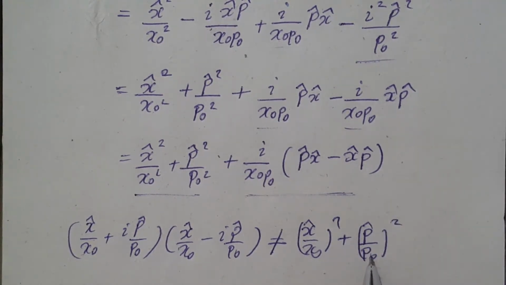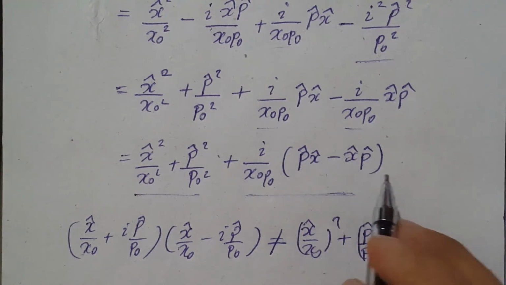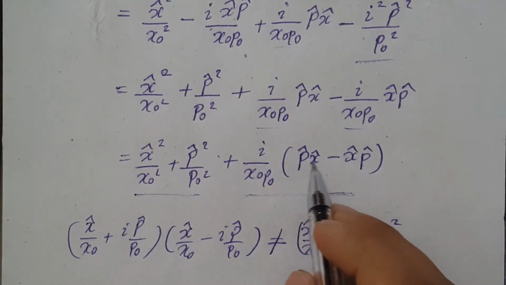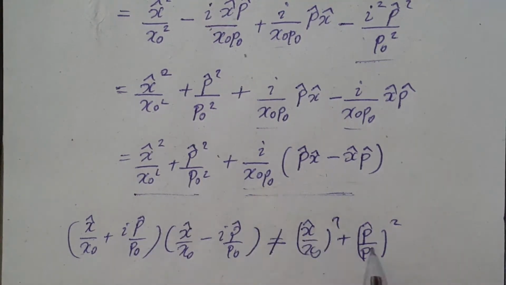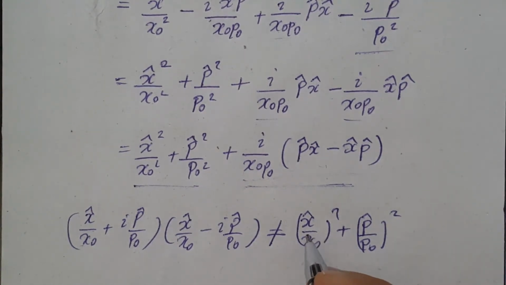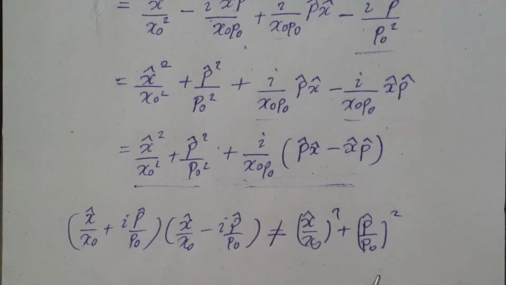And why is that? Because the order matters for operators. Suppose x and p were just numbers a and b, then ab minus ba would be 0, so this term would be 0 and the relation would be valid. Okay, now what can we do? Let us still go forward with this expression.